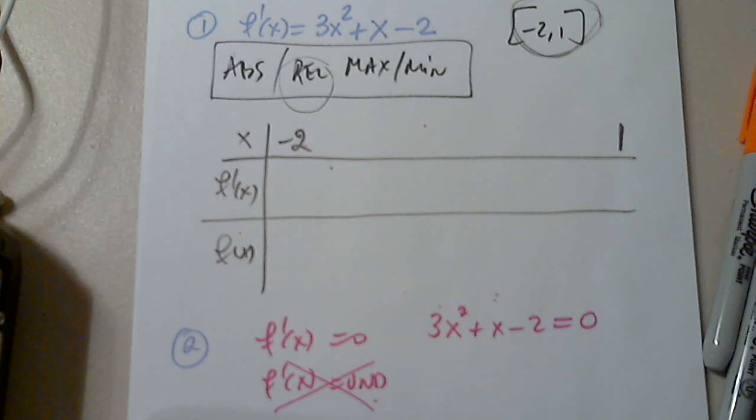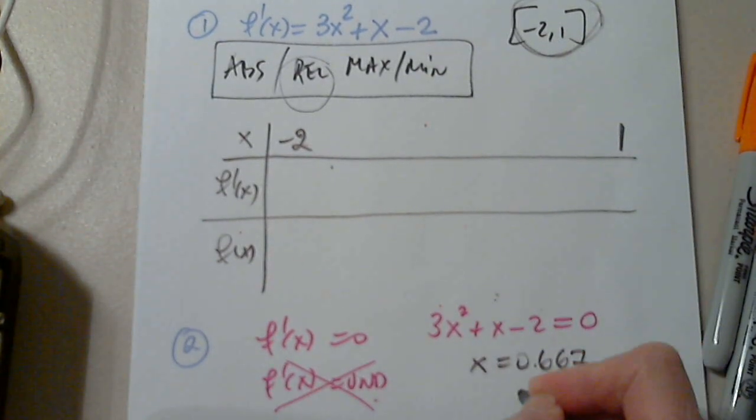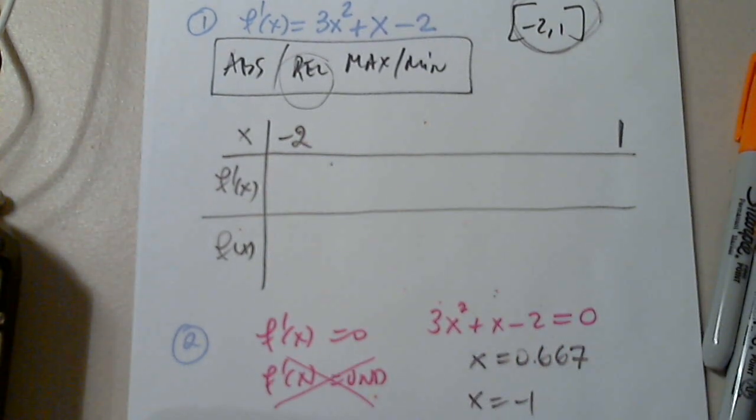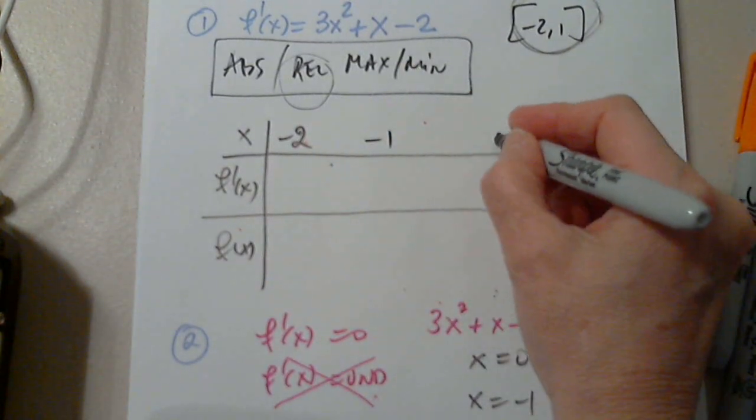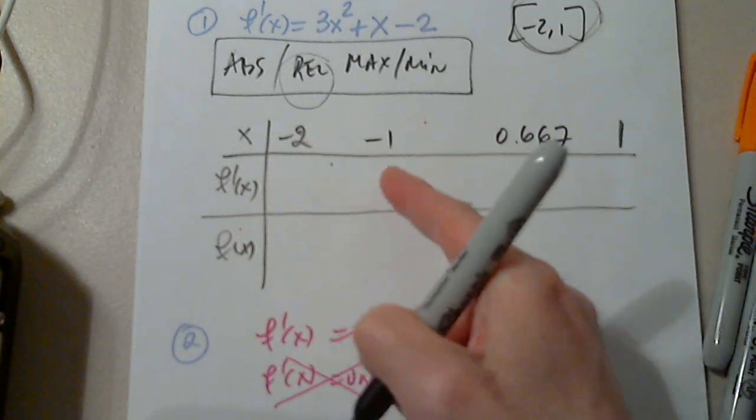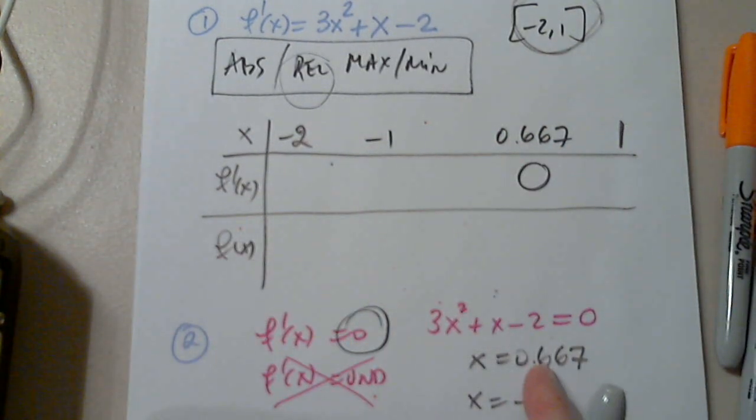So one solution is 0.6667. And the other one, x equals -1. Good? So now I have to put these in the table. Does -1 fit here? Yes. Does 0.667 fit here? Yes. Under these numbers, I know what I have to write for the derivative. That's how I found the numbers, by setting the derivative equal to 0.